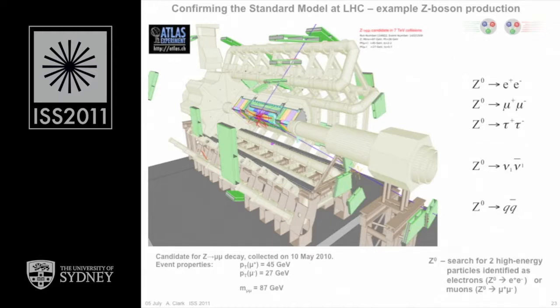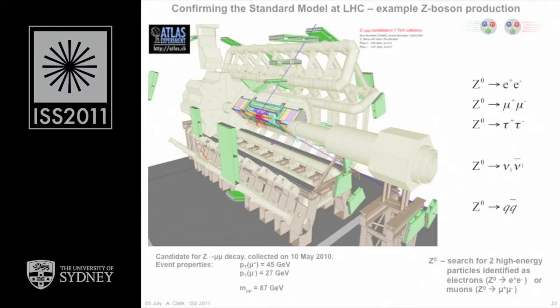This is an example of two muons being produced in an event at the ATLAS detector. This is one of the actual events. It was a Z goes to mu mu, collected on the 10th of May, and one of the muons had a momentum transverse to the beam pipe of 45 GeV, and the other one 27 GeV. Now, using these two muons, we reconstruct the mass of the muon pair.